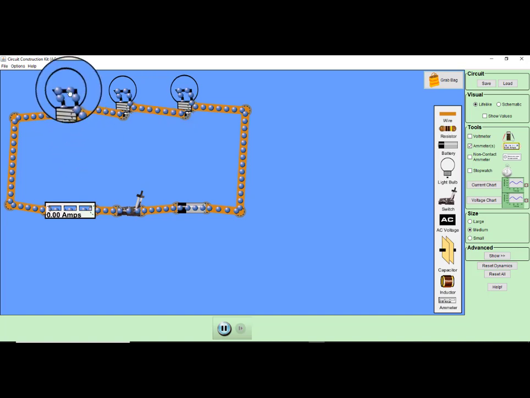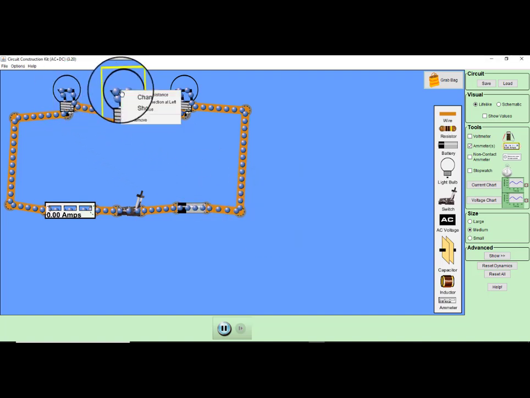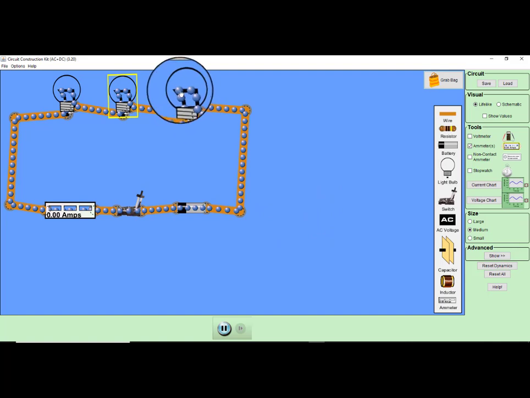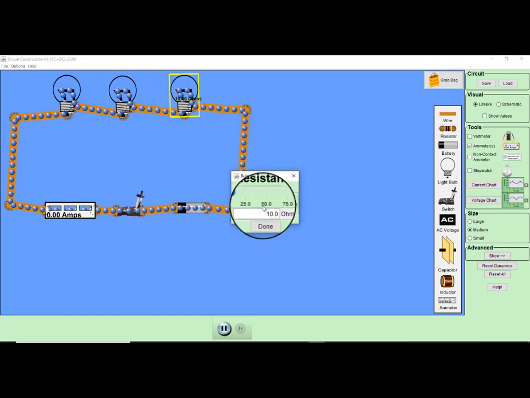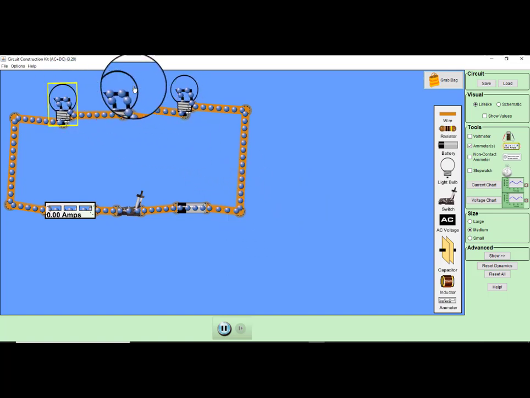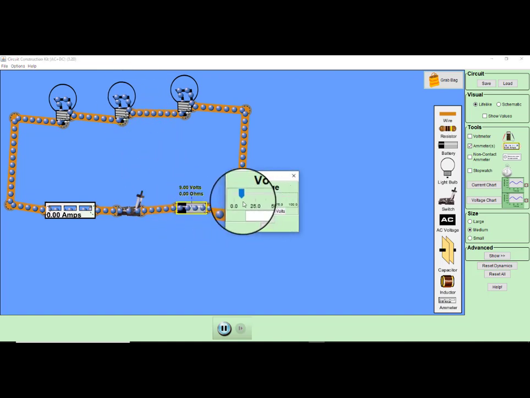Now let us adjust the resistance value of each bulb. So right click, change resistance. Let it be 10 ohm resistance of the first bulb. Resistance of the second bulb, let us keep it as 15 ohm. And resistance of the third bulb, let us keep it as 25 ohm. Now we'll make this straight. Now let us adjust the battery voltage to, say, 100.